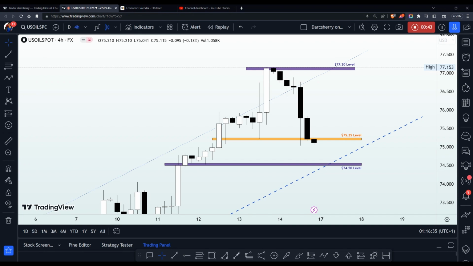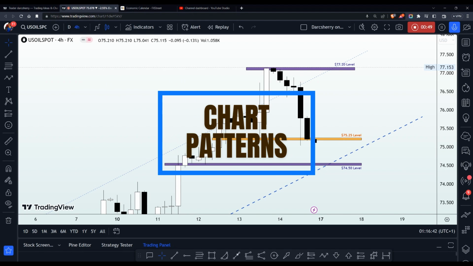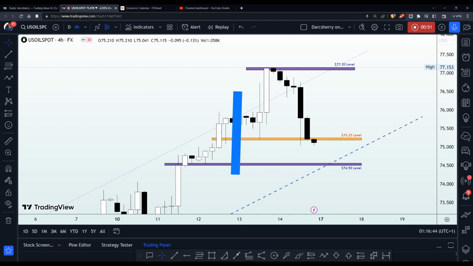week. As usual, we are going to be relying on the power of trend lines, key levels, and of course, chart patterns to gain insight into the historical price movement of this current market structure.